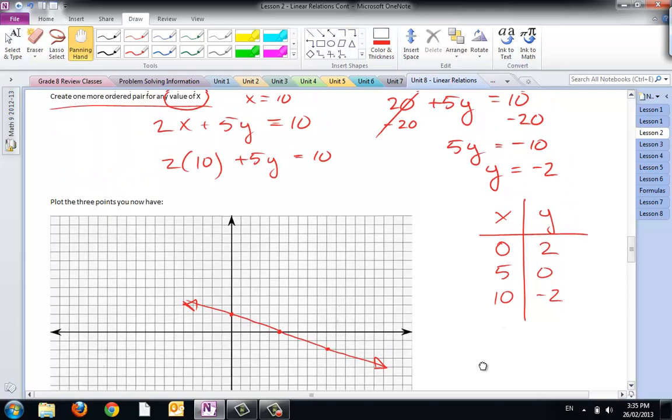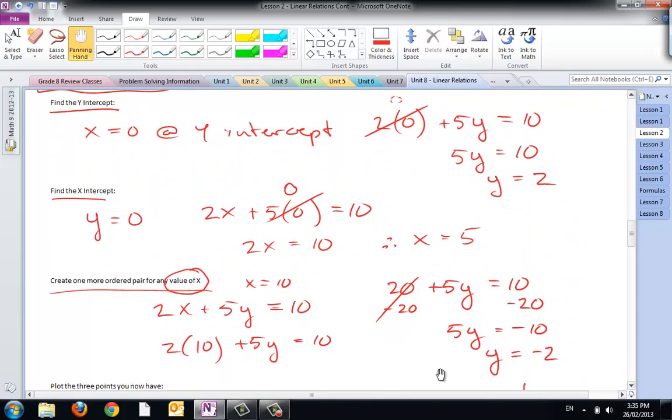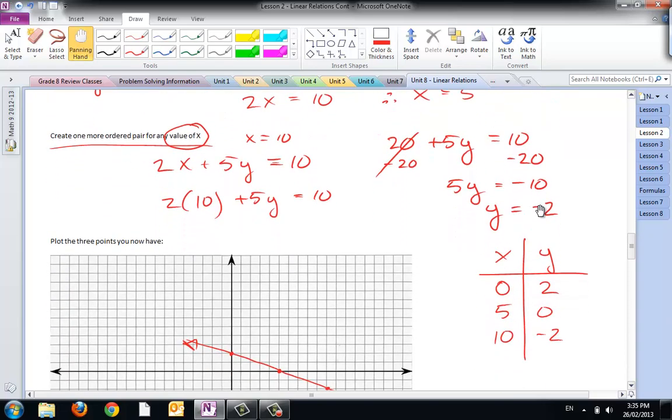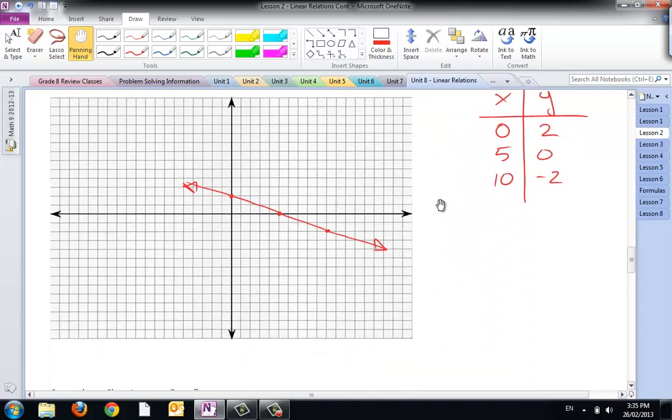And for that third one, after you've done the y-intercept and the x-intercept, pick one that makes the math nice, right? I could have picked any value for x, but it could end up giving me a really weird value for y. So pick something that makes the math nice and it'll be easier to figure out.